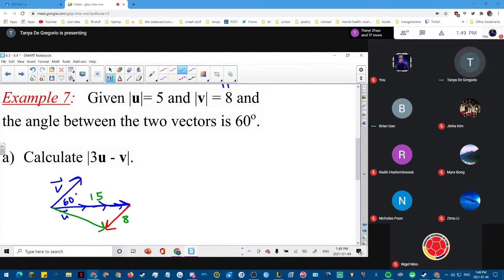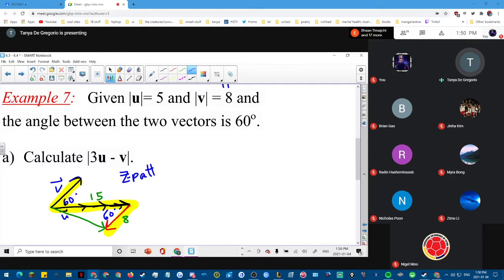Z pattern. Okay, good. So by the Z pattern, I do have a Z pattern. So by the Z pattern, I can see that this angle is also 60 by the Z pattern. Okay. And now I have a triangle.